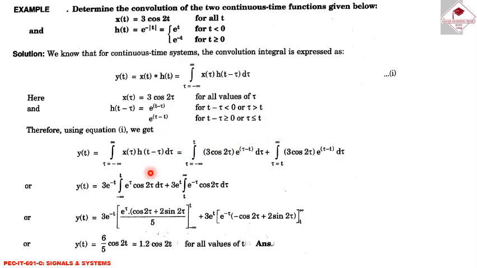Now putting this representation in, we can write y(t) = integral from tau equals minus infinity to plus infinity of x(tau) h(t - tau) d tau, which is the integral from minus infinity to t of 3 cos 2 tau e^(tau - t) d tau plus the integral from t to infinity of 3 cos 2 tau e^(tau - t) d tau. Finally, after solving, we get 1.2 cos 2t for all values of t.